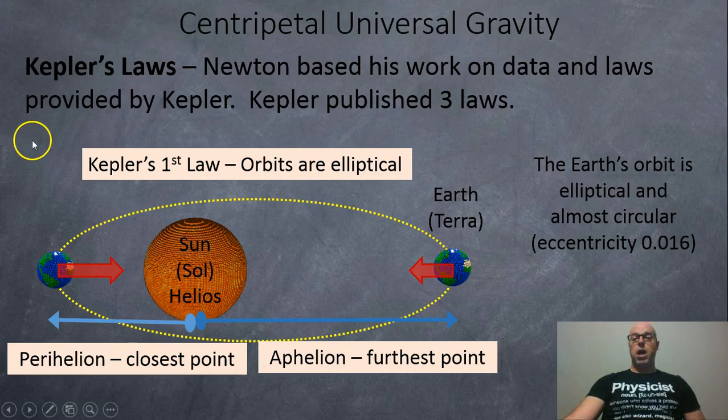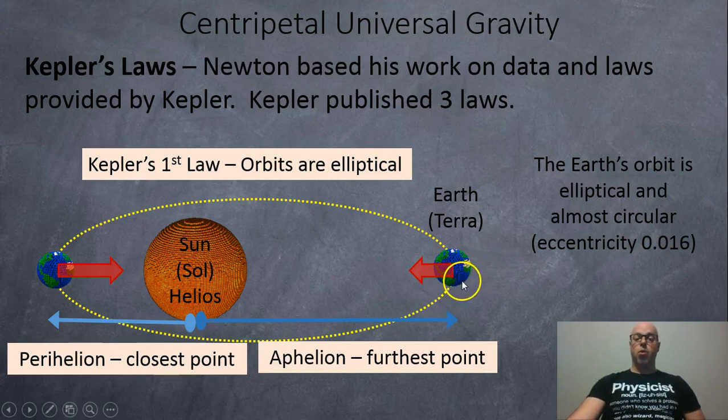Kepler's laws. Now, Newton based his work on the data and laws provided by Kepler. Kepler published 3 laws for planetary motion. The first one is that orbits are elliptical. So, for example, the Earth is not actually traveling in a circle. It's almost a circle, the eccentricity is like 0.016, but it is an ellipse.